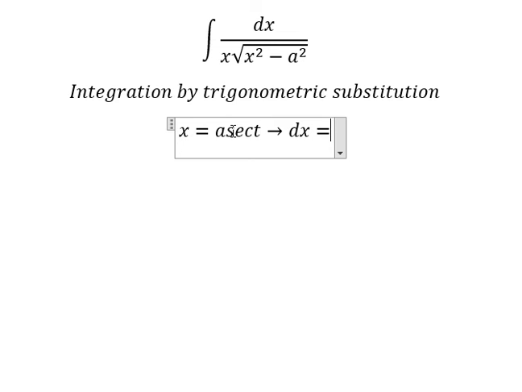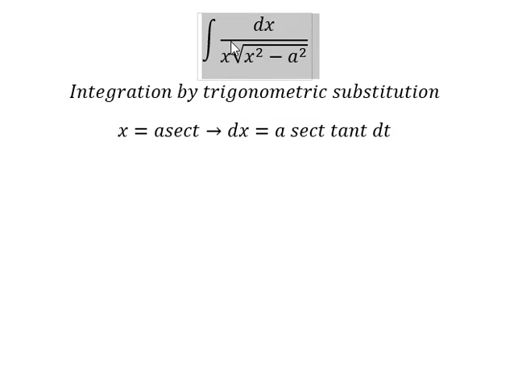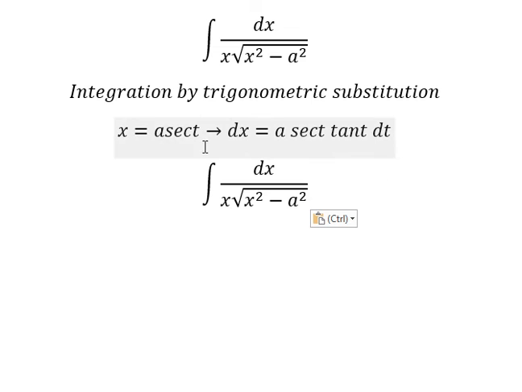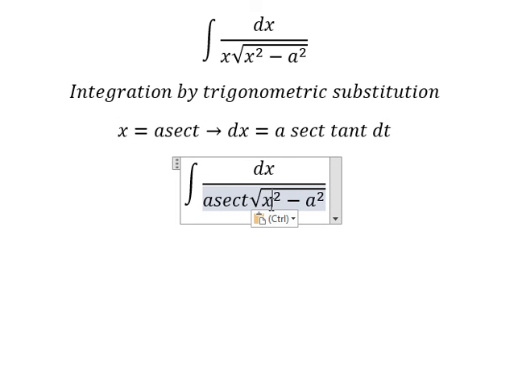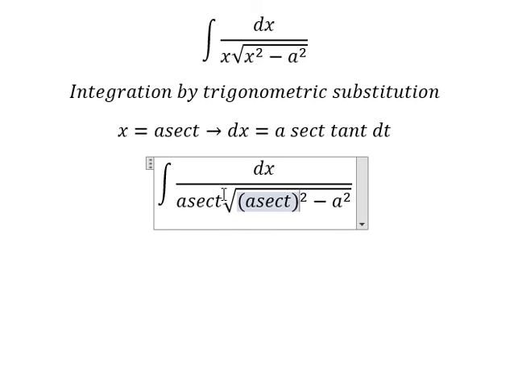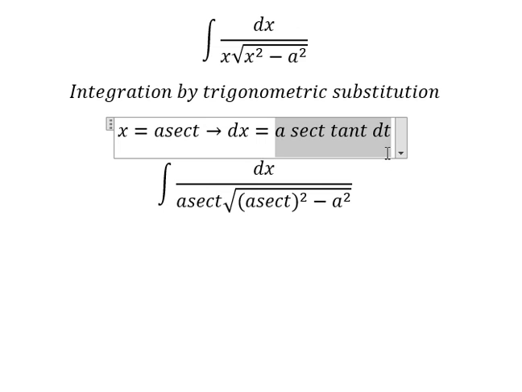We first take the derivative of both sides, and you get a secant of t tan t dt. So I will put this one going here and here. ds we change by this one.